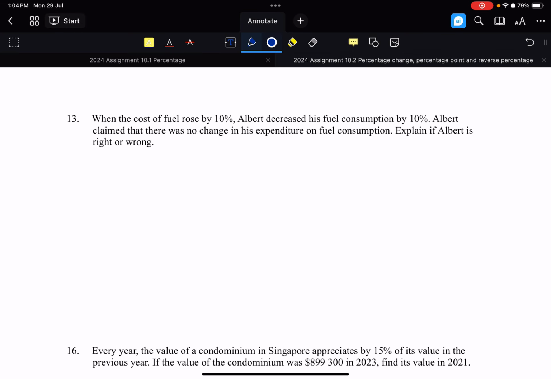Next one. When the cost of fuel rose by 10%, Albert decreased his fuel consumption by 10%, and then he claims that that's the same, no difference. Explain if Albert is correct or wrong. So there are a few ways to approach this. One way we can do it is just let the initial cost be x dollars.